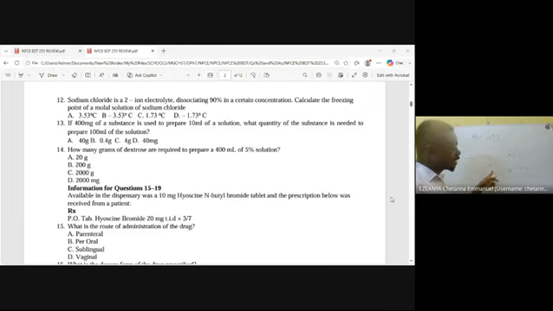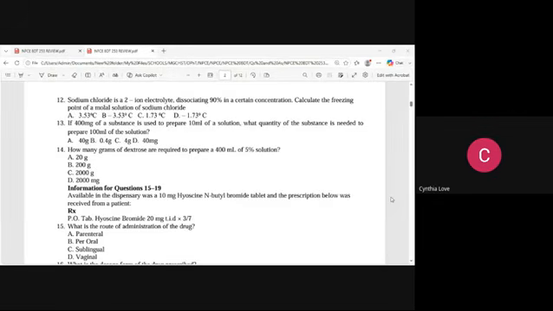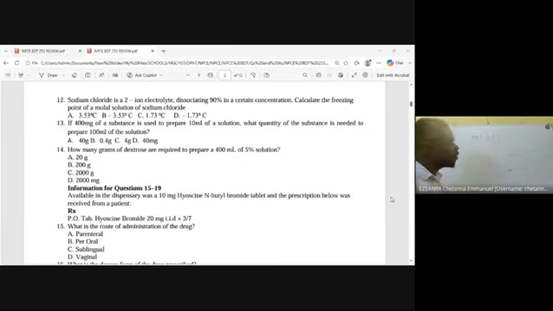Has it been depressed? Yes. Good. It has been what? Depressed. Now, if they ask you, what is the freezing point of the solution? Simply say minus 1.86 degrees Celsius. But if they ask you, what is the freezing point depression?